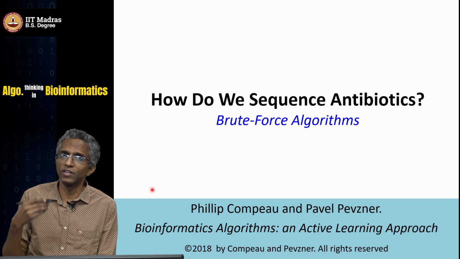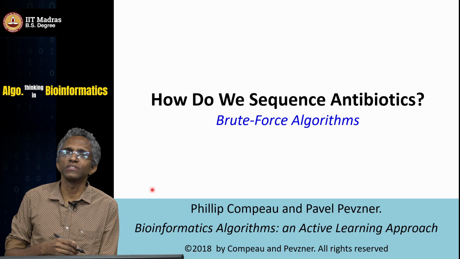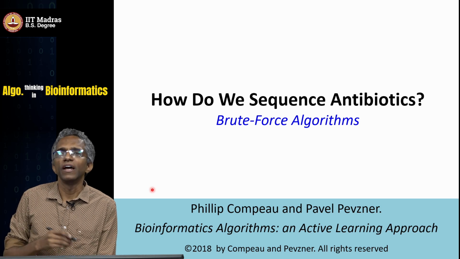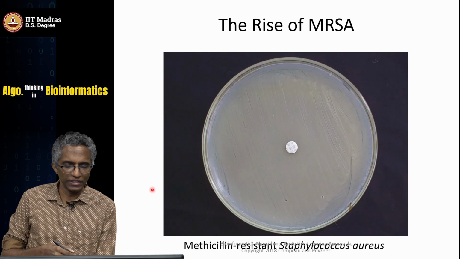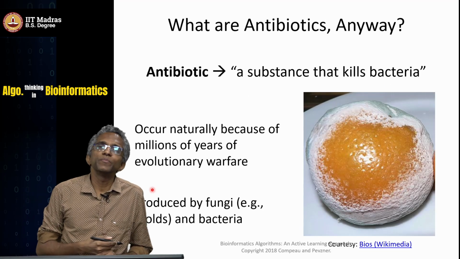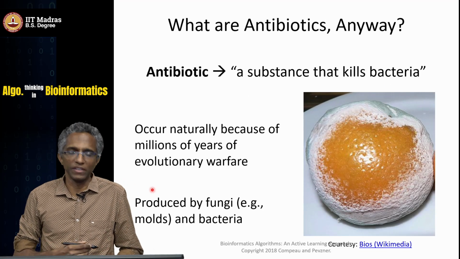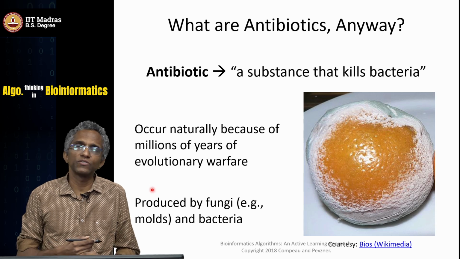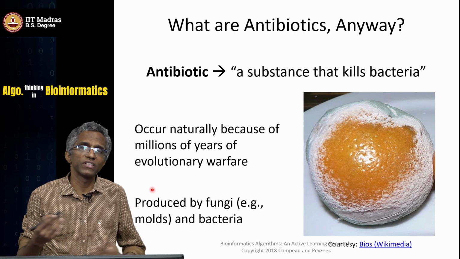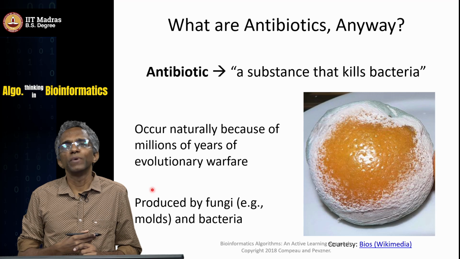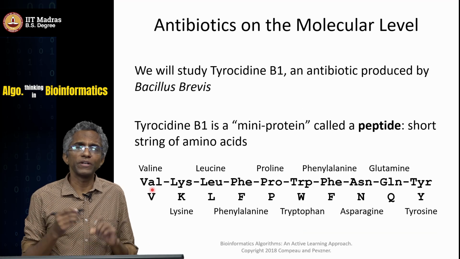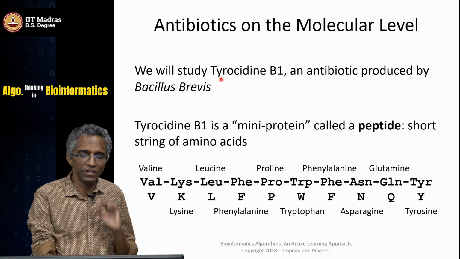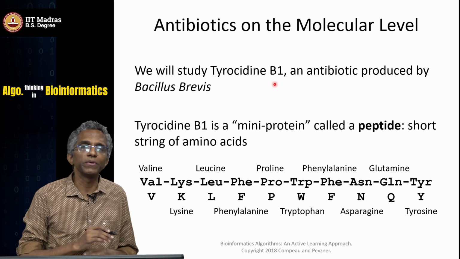You may have heard about penicillin as an antibiotic that was discovered by Alexander Fleming, and there are other naturally occurring antibiotics as well. These are basically substances that kill bacteria. And this occurs naturally because of evolutionary warfare, an arms race between the fungi and the bacteria that try to feast on a particular nutrient. We will particularly study a small protein, a small peptide called tyrocidine B1.